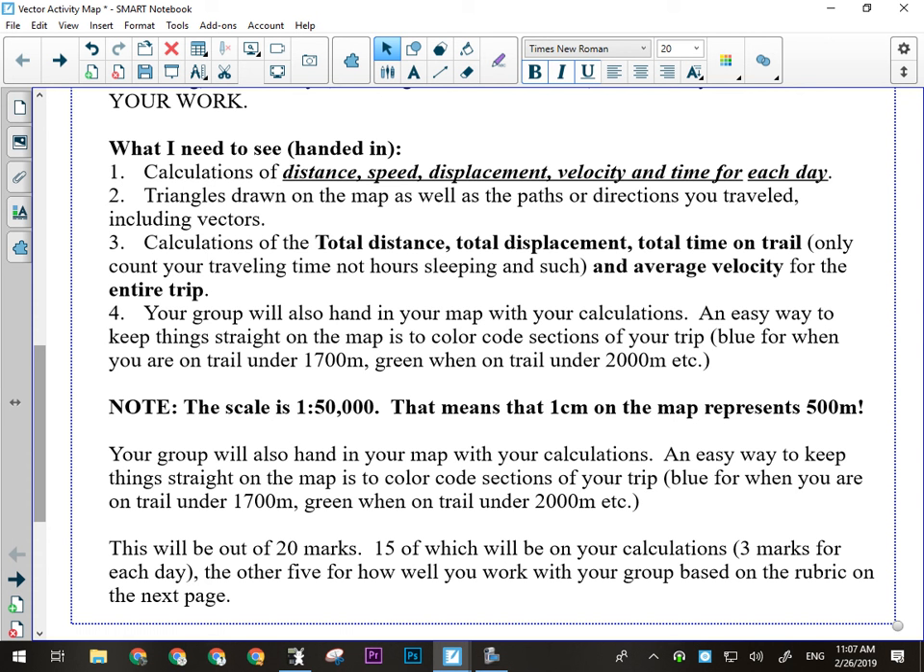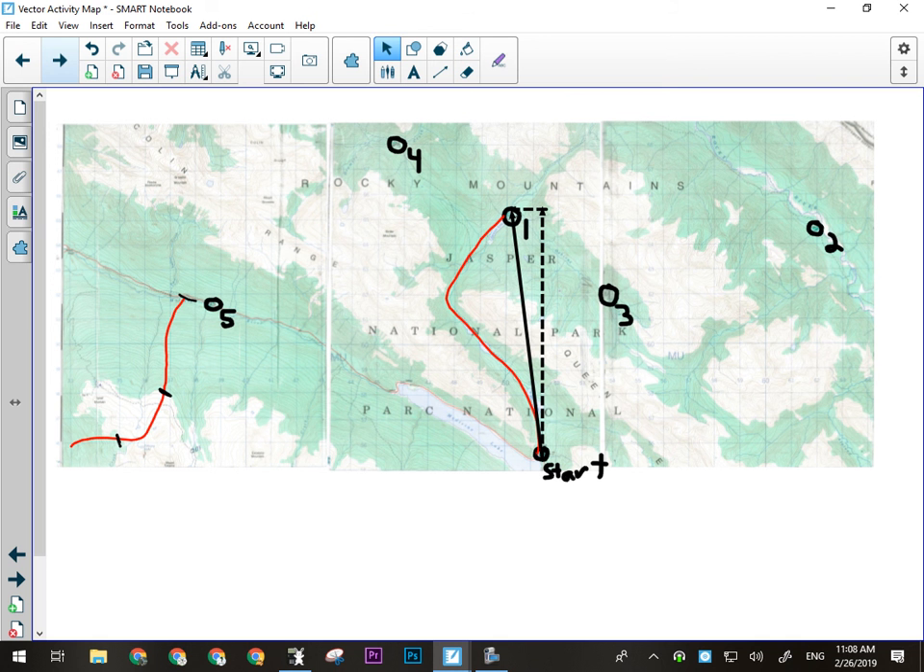And then your group will hand in your map along with your calculations. You can color code the sections. A lot of people do that. So for this day here, it was all on the trail, so it was all red. But for this day here, instead of drawing it the way I did, maybe they use red for one part, and then they say, when I'm using a blue line, that's when I'm only walking at 1.2 meters per second or 1.0 meters per second or whatever. You can color code it so it's easy to keep track of and easy to do the calculations. So that's what I'm looking for from each group.